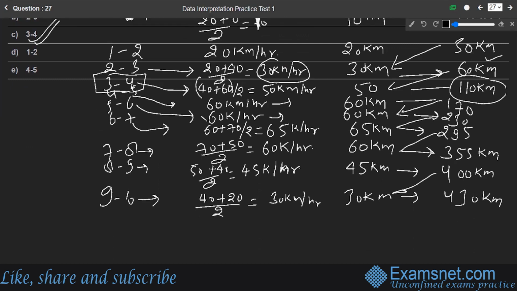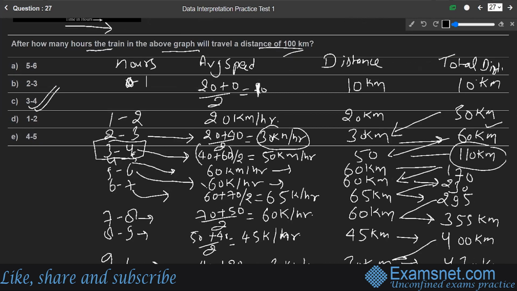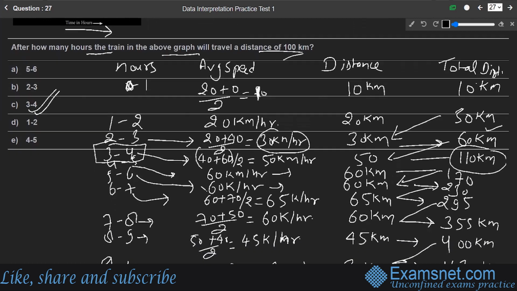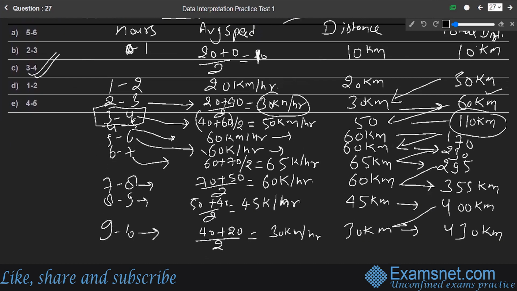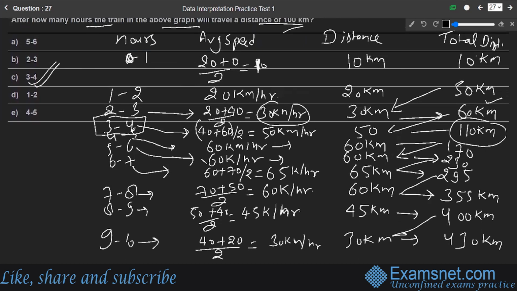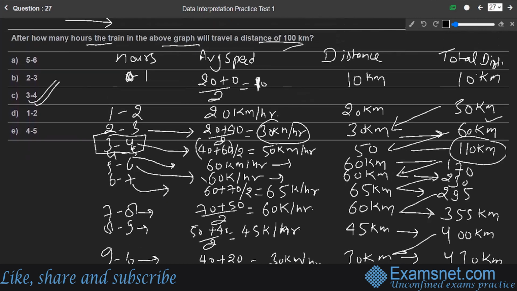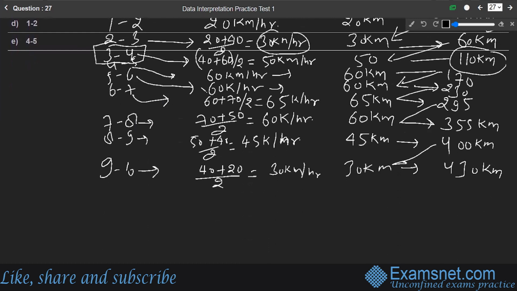So this is the final chart where we can see all the speeds, all the average speeds, all the distances, and the total distance as well. We are going to use this particular chart for further questions also. So we can mark this particular chart as the important one. If somebody wants to calculate the average speed, the important point here is that 430 kilometer is the total distance covered in the entire journey of the train.